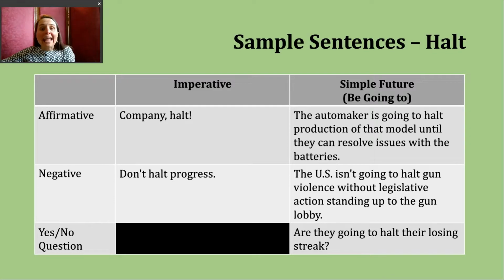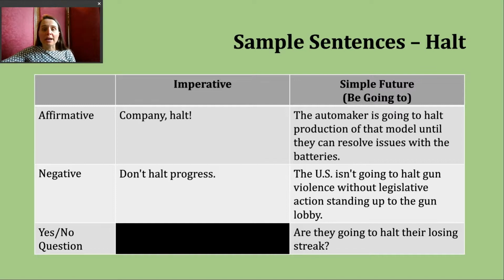If you want to make a negative imperative sentence, so you're telling someone not to do a particular action, you can begin your sentence with do not and then the base verb, or you can use the contraction don't. Okay? You can see that in my example here. Don't halt progress. Right? So maybe someone's giving some sort of command here. Perhaps they disagree with something that's being proposed or suggested, right? And they are saying we don't want to stop the progress that we're making.